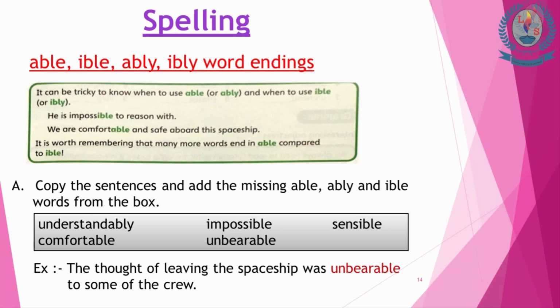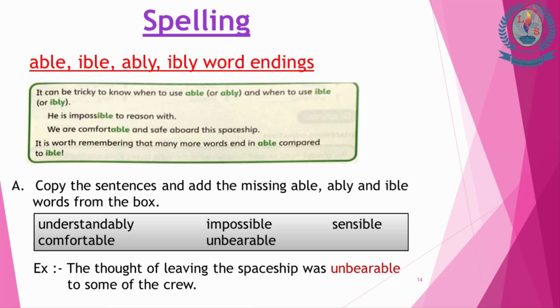First example, he is impossible to reason with. In this sentence, impossible is a word with ible word ending. Second example, we are comfortable and safe aboard this spaceship. In this sentence, comfortable is a word with able word ending. It is worth remembering that many more words end in able compared to ible. That means many words are ending in able when we compare with the words ending in ible.